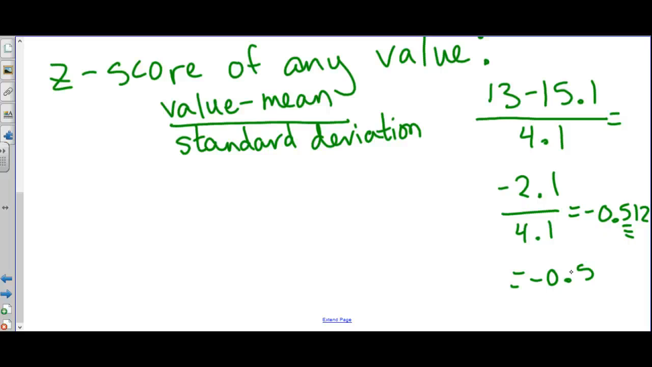And then finally, we also found our z-scores using value minus mean divided by standard deviation. So that concludes our discussion.